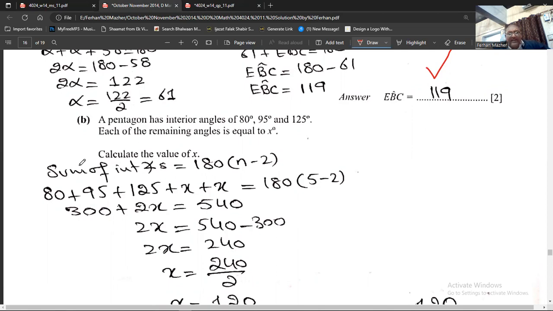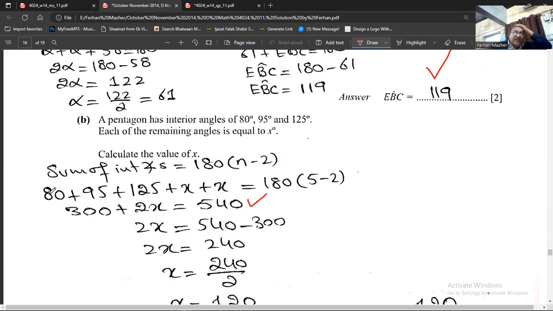First of all, let's find the sum of the internal angles of a pentagon. That is 180 into (n minus 2). So that will be 180 into (5 minus 2), this is in the bracket. So the sum of the 5 angles: 80 plus 95 plus 125 plus 2x equals 180 into (5 minus 2). That's 3, 3 into 180, and that's 540.